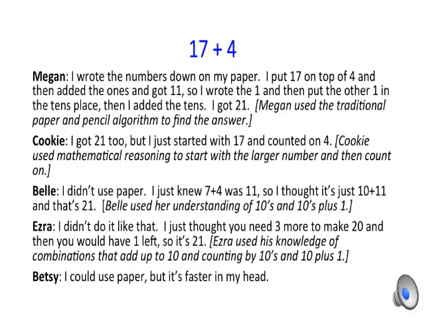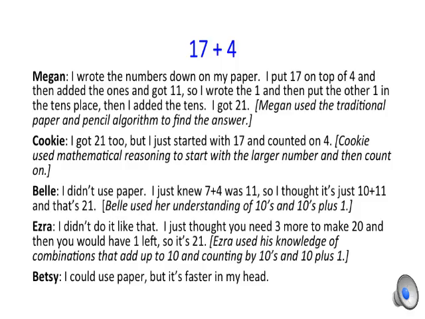Megan said, "I wrote the numbers down on my paper. I put 17 on the top of 4, and then I added the ones, and I got 11. So I wrote 1, and then put the other 1 in the tens place. Then I added the tens. I got 21." Let's think about it. What method did Megan use?